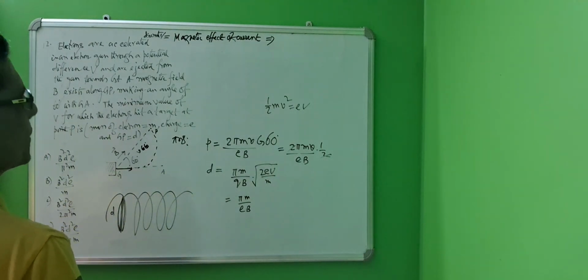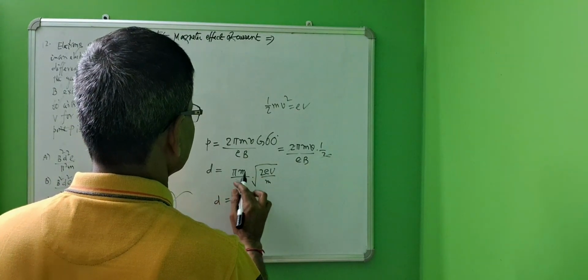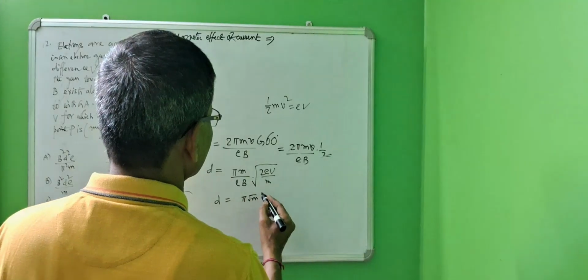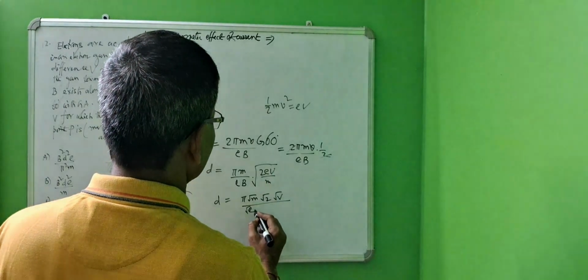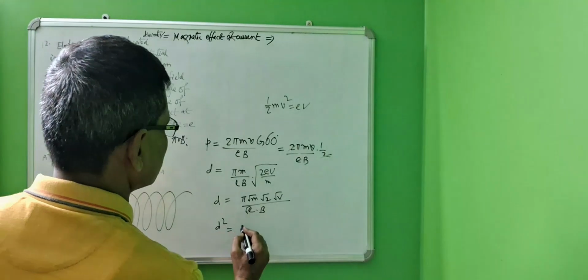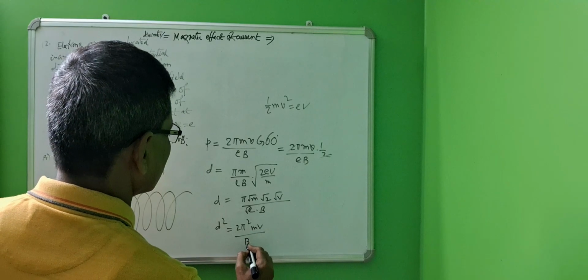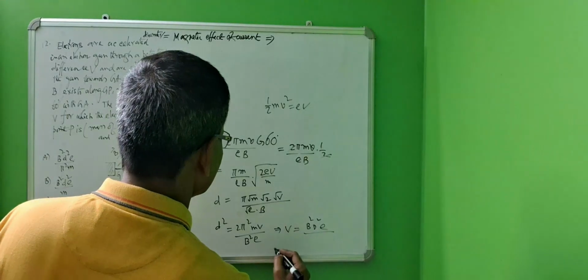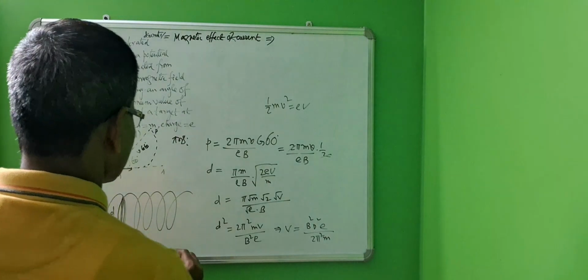So we have to find the minimum value of V. So d equals pi root m root 2 root V upon root e B. So squaring, we get d square equals 2 pi square m V upon B square e, which implies V equals d square e B square upon twice pi square m. So answer C.